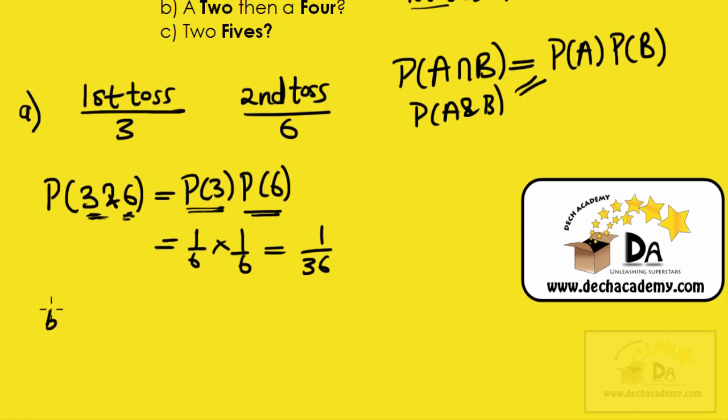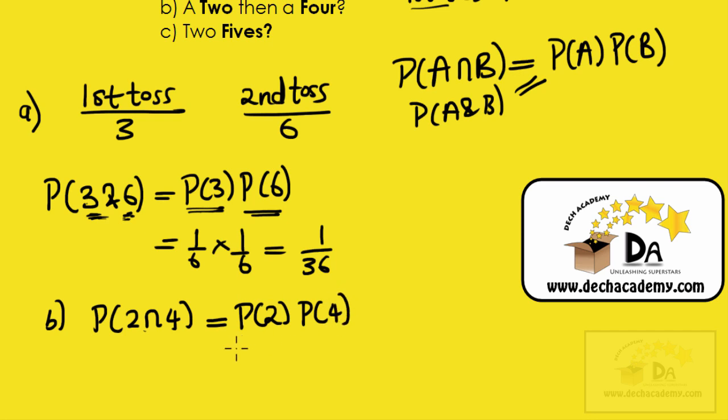Question B says probability of getting a 2 and a 4. So now switch to this symbol, which represents intersection or and. The probability of getting a 2 and a 4 is equal to the probability of getting a 2 in the first toss times the probability of getting a 4 in the second toss, which is also 1 over 6 times 1 over 6, which is 1 over 36.